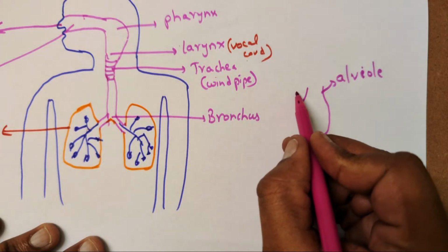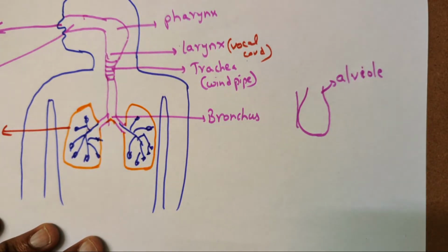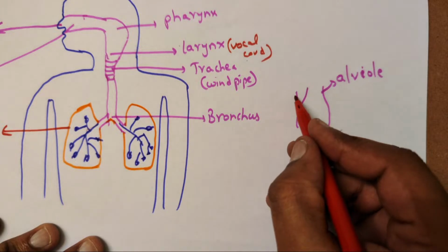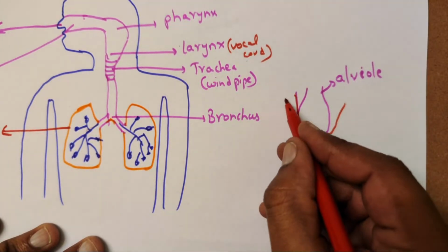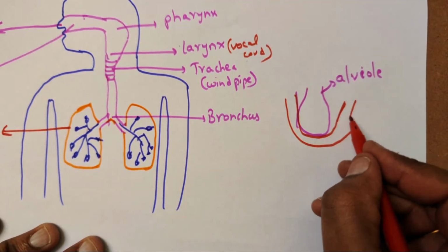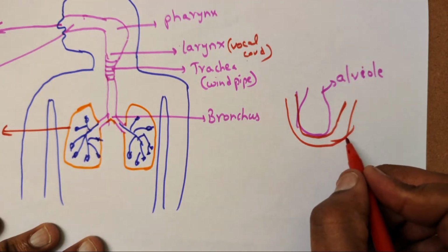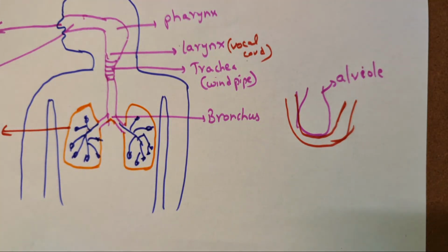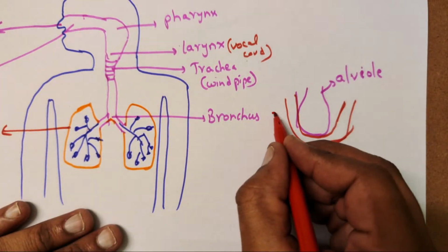So what is alveoli? Each alveoli is connected to various blood vessels. So what do the blood vessels contain? They contain carbon dioxide filled blood from the entire body.